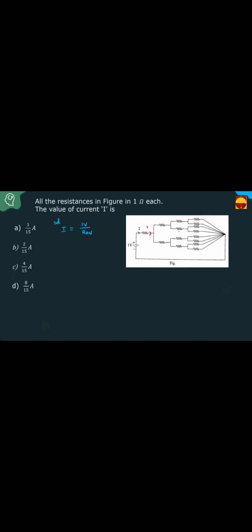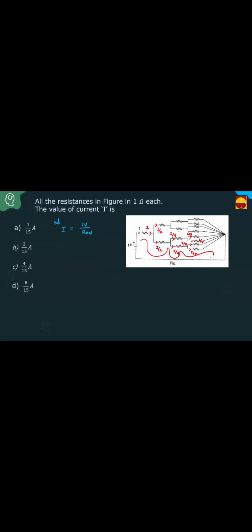This is I current. This is I by 2, this is I by 2. Again, this is equal resistance now, so I by 4, this is I by 4. Again, equal resistance now, so I by 8, this is I by 8. Here also same, I by 8. In each branch, you can write like this. Any one loop, you have to apply the KVL.